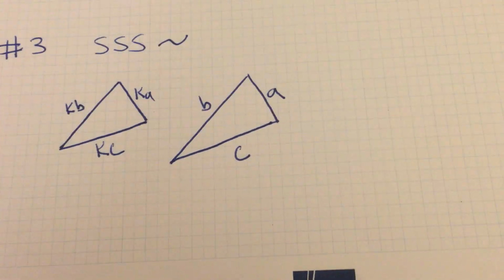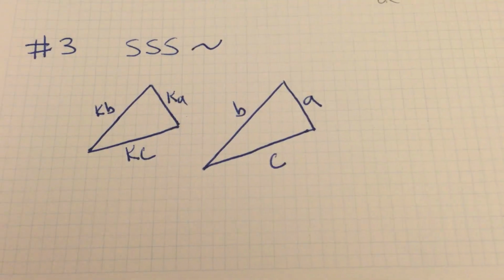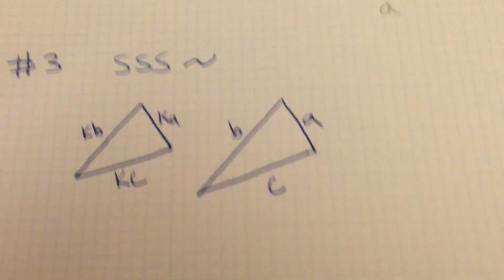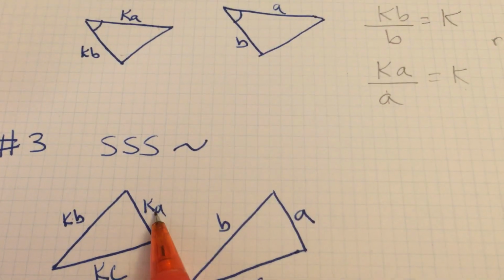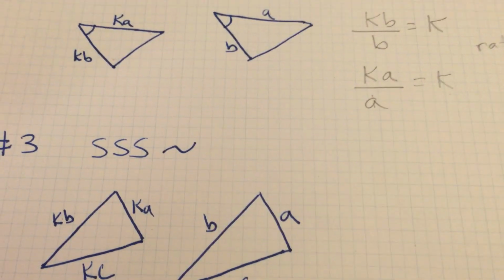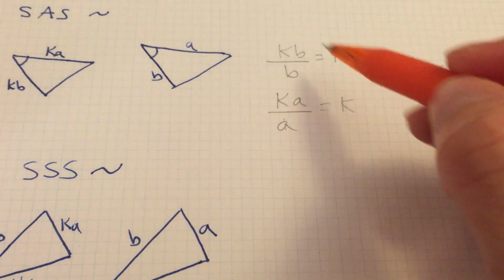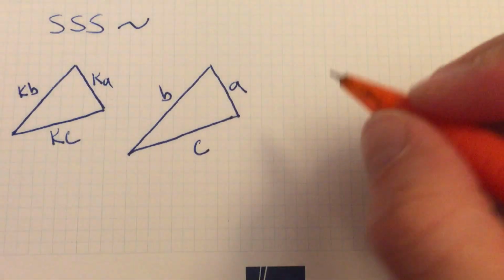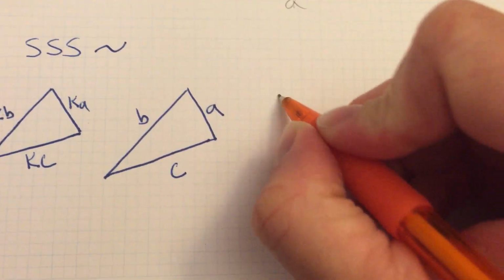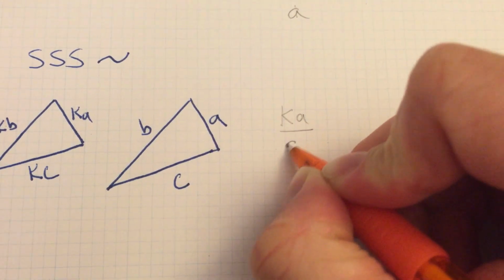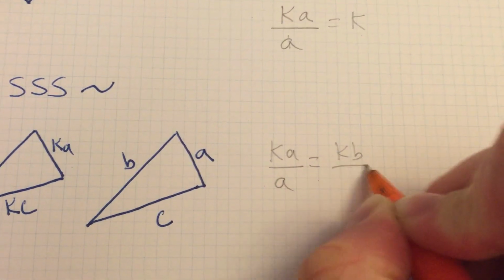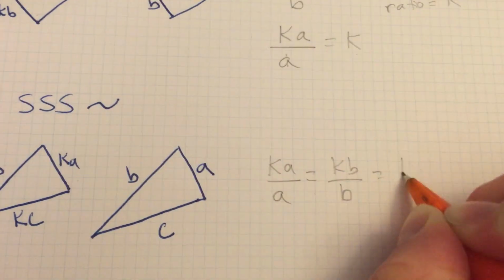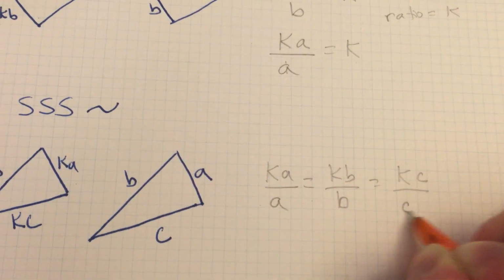So the last one is side, side, side similarity. So I have the KB, I got the KC, I got the KA, and then just A, B, and C. So we would set it up just like the same little ratio here. So if I say KA all over A, this is the same as KB over B, and this is the same thing as KC over C.